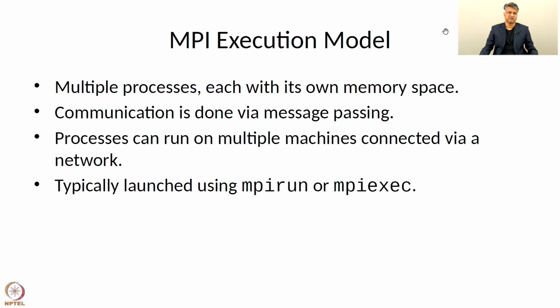What is the MPI execution model? In the MPI execution model, multiple processes or multiple individual programs are launched, and each of them has its own memory space. Each works on a different bit of the problem or a different bit of the data. Communication is done via message passing. Processes can run on multiple machines which are then connected by any sort of network. This network could be a simple Wi-Fi network, or something much fancier like an InfiniBand network if you want high communication bandwidth.